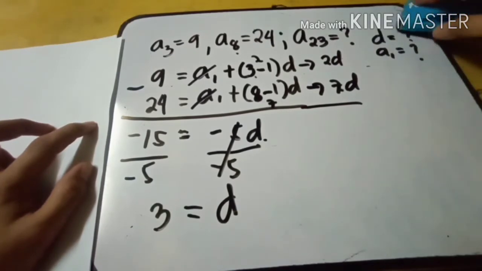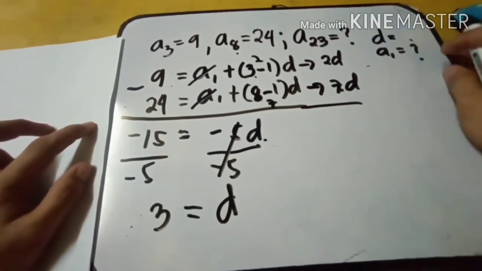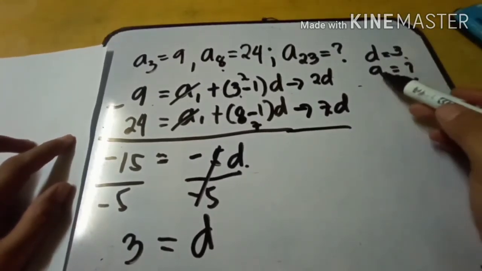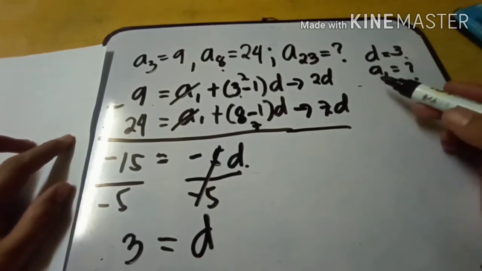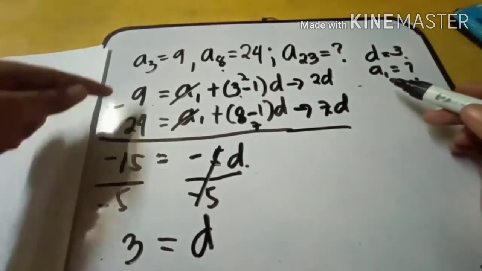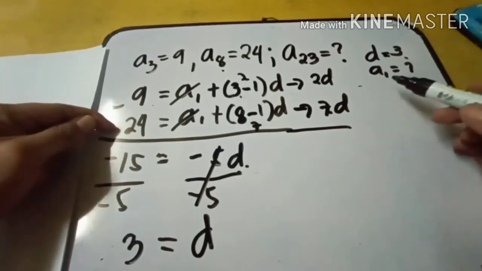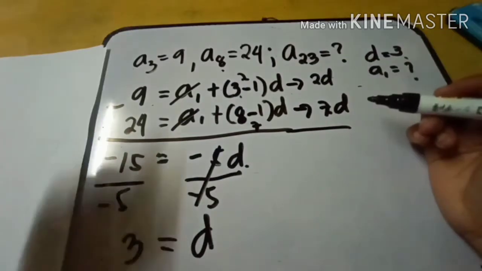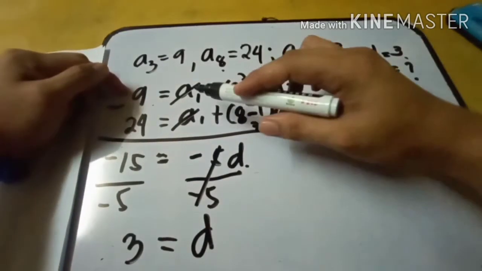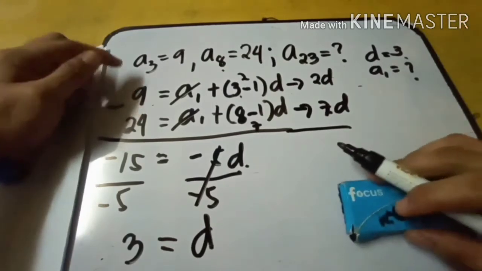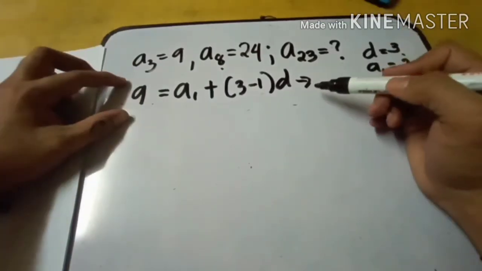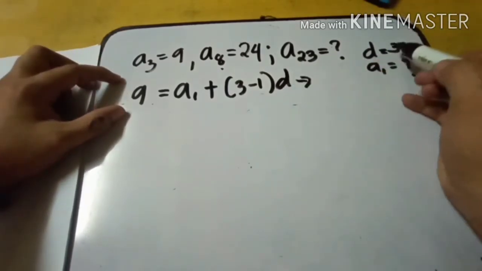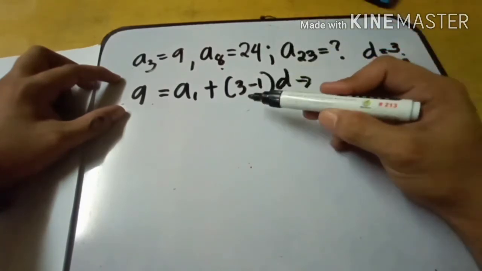So we have here, our d is simply 3. Now our problem is a sub 1. So in order to find the a sub 1, we can use either of these two equations. Then we simply substitute the value of d. Then now we have the first term. So I take this first equation. This is not this 9. So remember, this is our first equation, am I right? So we simply substitute here the value of our d, then we now evaluate.